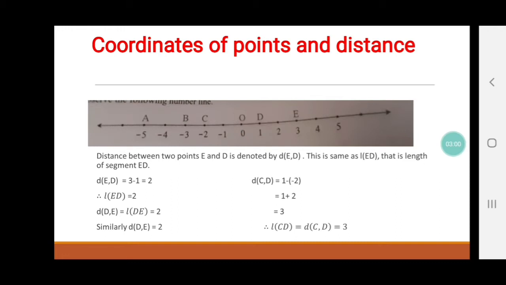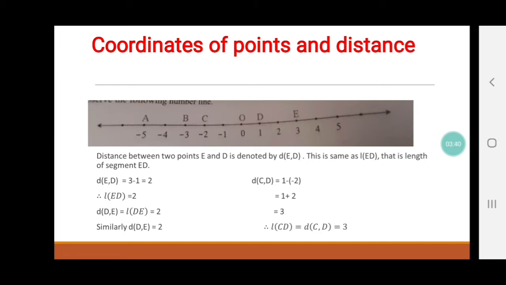Now if I have to find out distance ED, what I'll be doing, I'll be just observing the number line, and I'll be seeing which is the coordinate of point E, which is the coordinate of point D, and I'll be finding the difference between them. So coordinate of point E is 3. Coordinate of point D is 1. So 3 is bigger than 1. So it will be 3 minus 1 equal to 2. Length of ED is equal to 2. Distance of ED is equal to 2. Right? Or distance of DE is equal to 2. It's one and the same.